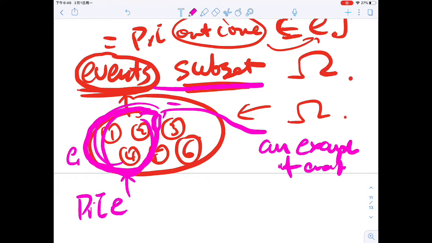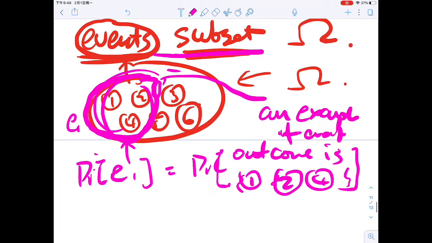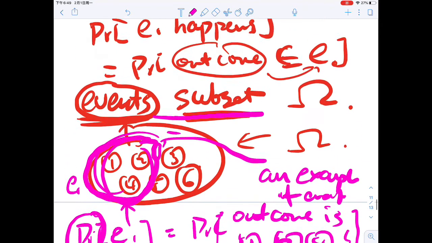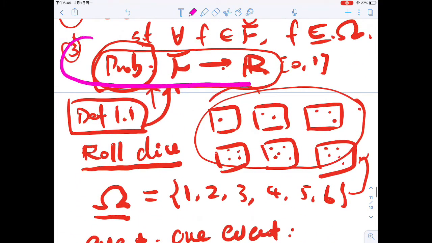So the probability this event happens is basically the probability that the outcome of the dice is 1, 2, or 4, like in this particular example. So this is the probability. Now when we talk about the probability, it connects to the third component.